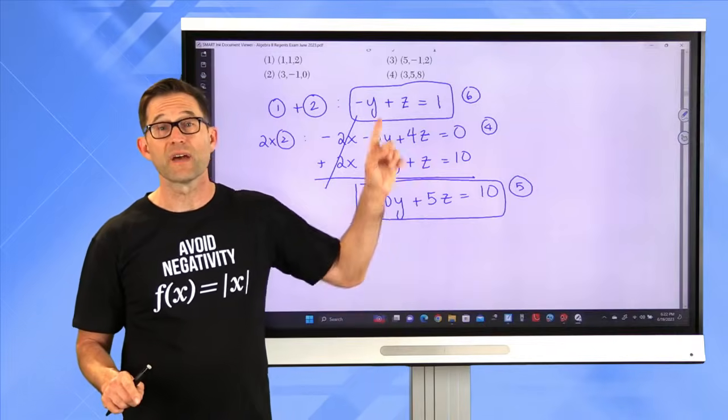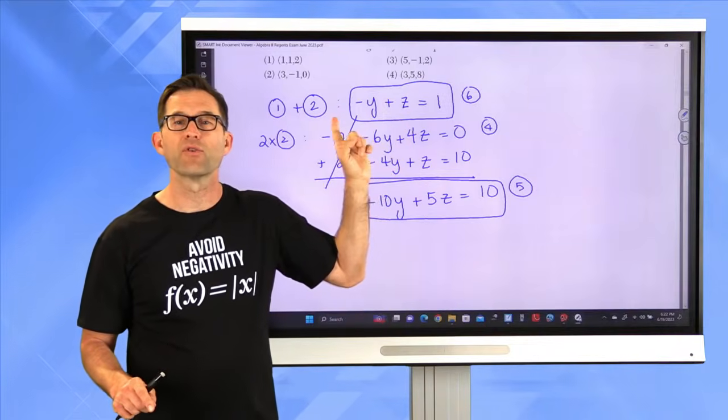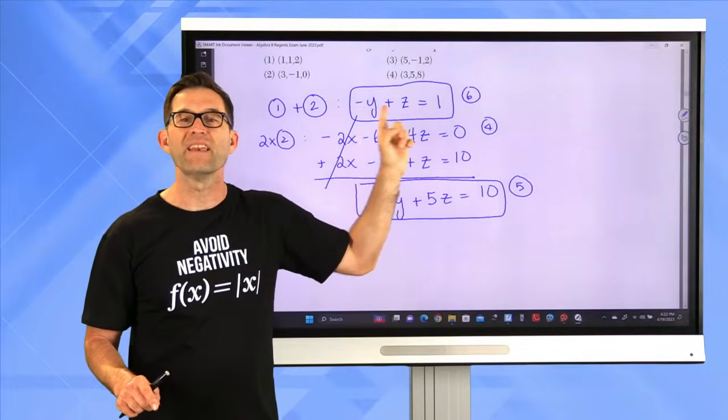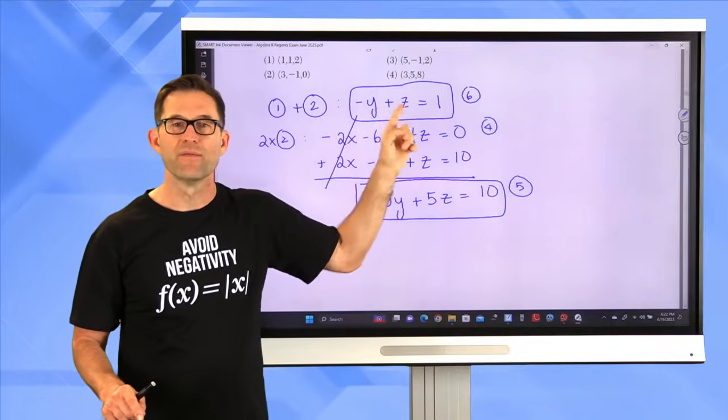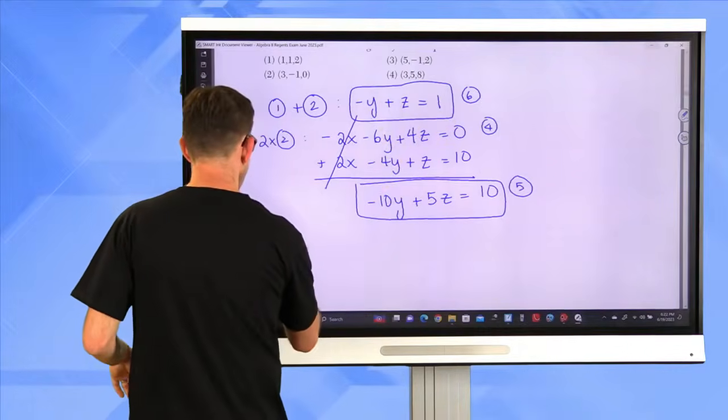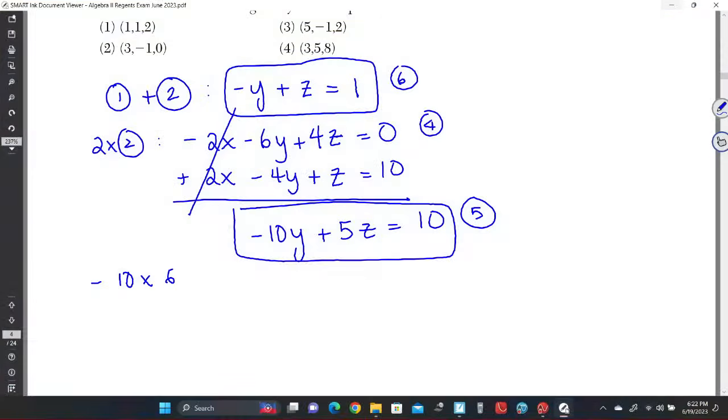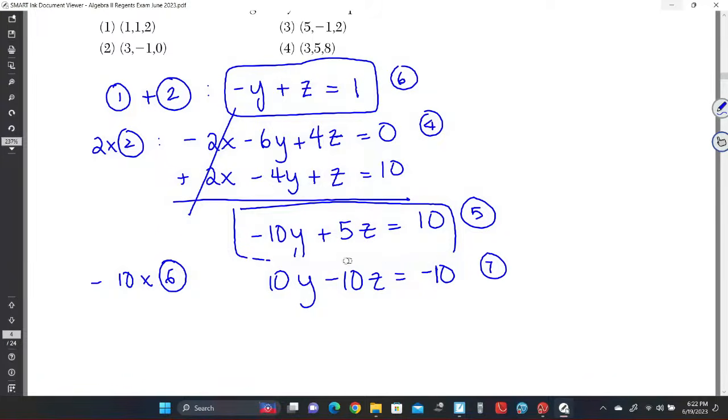But what I could do is I could take equation 6 and I could multiply everything by negative 10. Right? So if I take equation 6 and I multiply it by negative 10, then what that's going to give me is positive 10y minus 10z is equal to negative 10. All right, maybe I'll call that equation 7. That's right, I did rewrite that as equation 7.